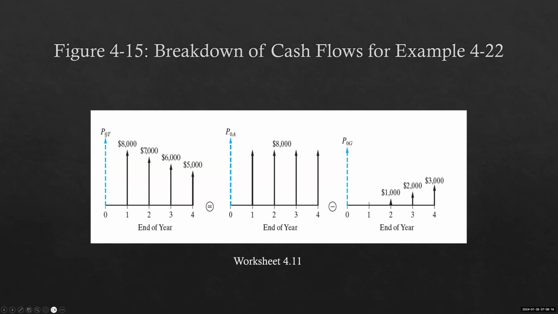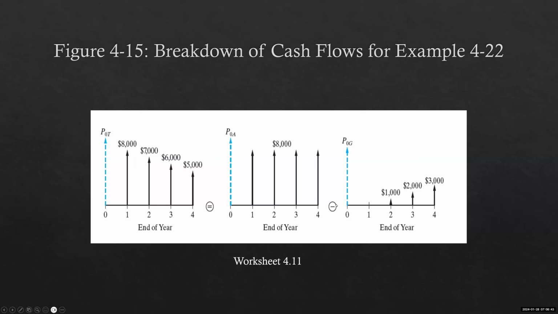Here we have a gradient that's going down: 8,000, 7,000, 6,000, 5,000. Our annuity is that initial $8,000. Our gradient is a negative number. It's a negative $1,000 each year. So in year 2, it's a negative 1,000. In year 3, it's a negative 2,000. In year 4, it's a negative 3,000.